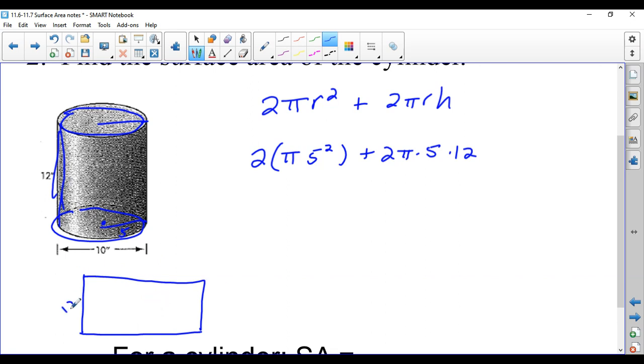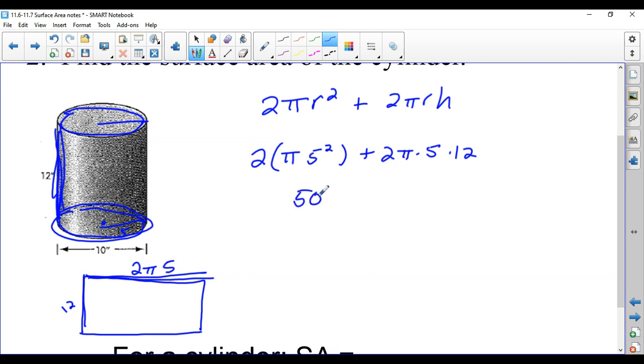The height of that rectangle would be the 12 inches from here. This length would be the total distance around that circle. That would be my 2 pi r. So this is like finding the area of a rectangle where the length is 2 times pi times 5 and the height is 12. I'm going to multiply all of this together.